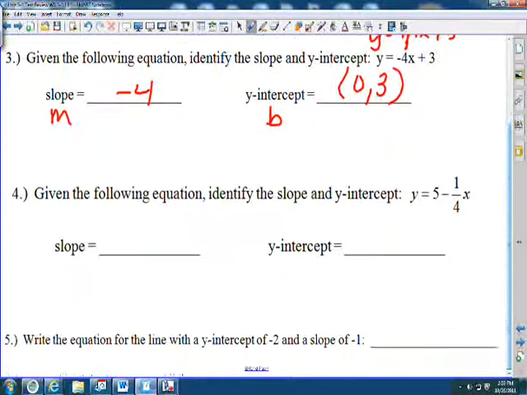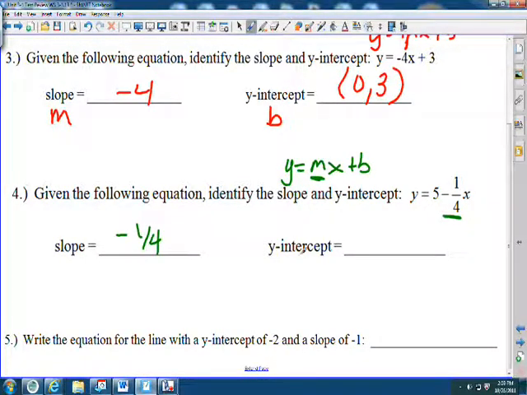The next one, the slope. The slope is the number in front of x. Remember, y equals mx plus b. Now remember, look for the number in front of x. There it is, right there. So I have -1/4. My y-intercept, that's the number that's by itself. That's that 5, 0, 5.